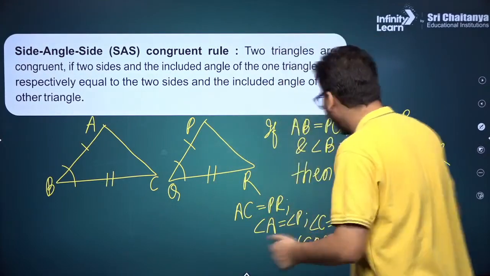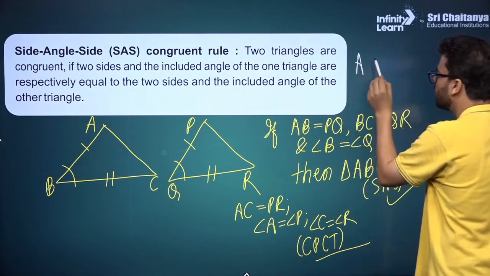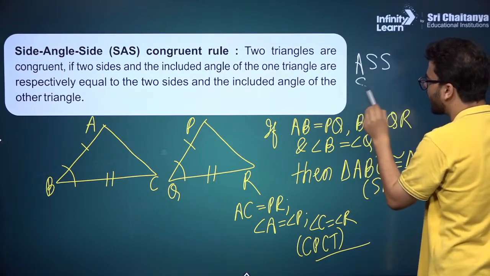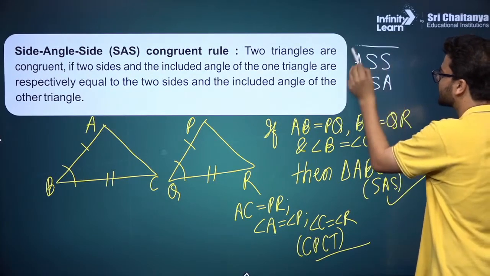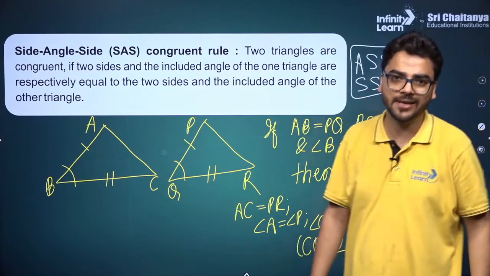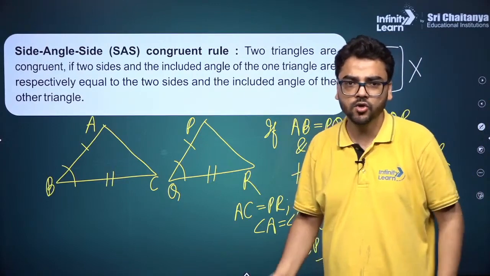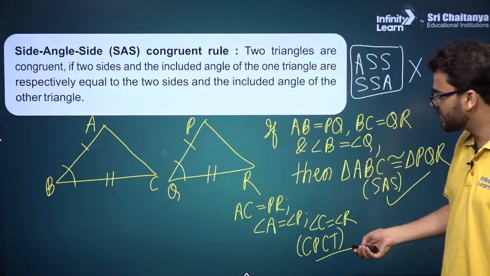Now you may ask one question, that why there is no congruency rule like ASS or SSA. You may ask a question that why these are not congruency criterion. Ankit, are you there in this session? You were asking this question. So I'm explaining that thing to you. Give me some seconds.